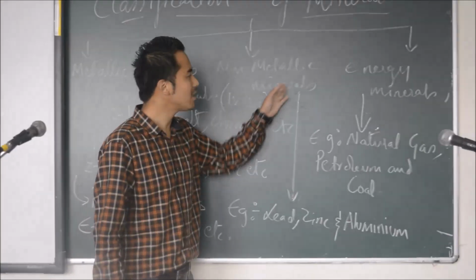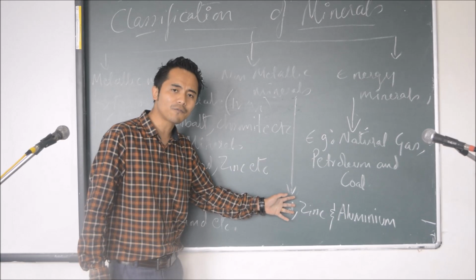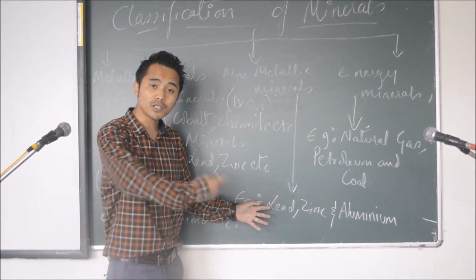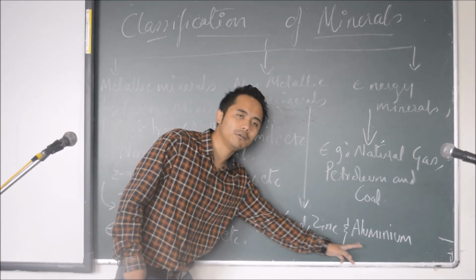And non-metallic minerals, I explained to you what non-metallic minerals are. The examples of non-metallic minerals, those minerals which do not contain any metal, are lead, zinc, and aluminum.